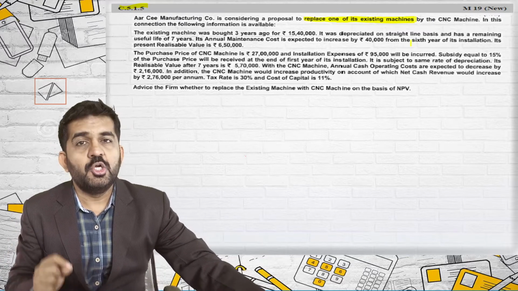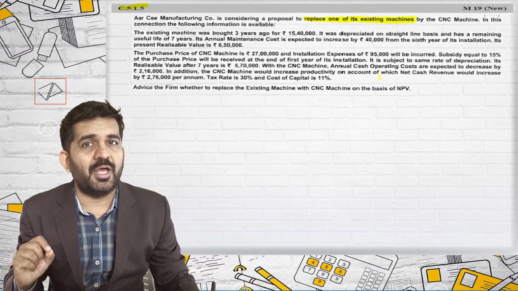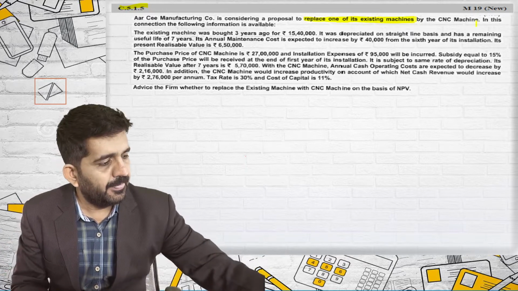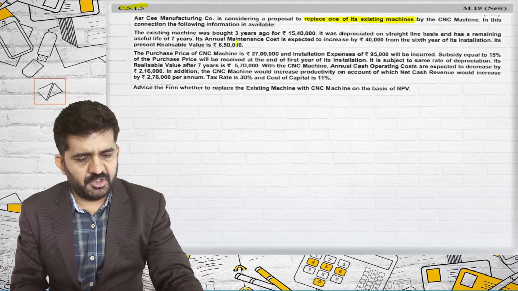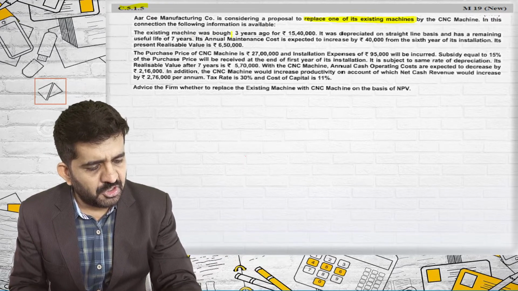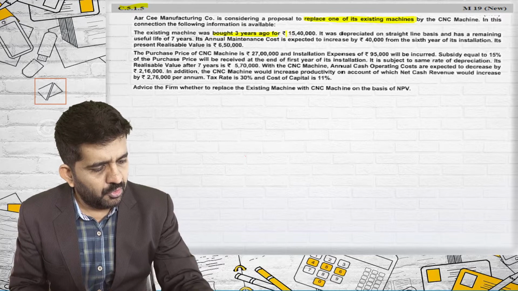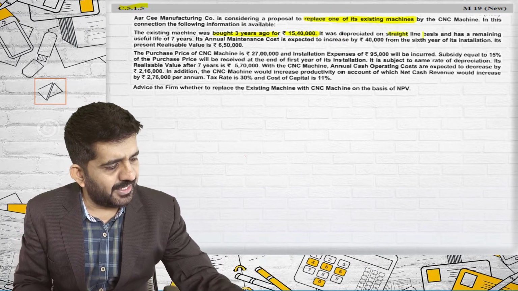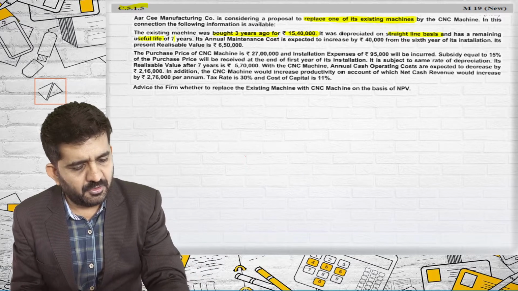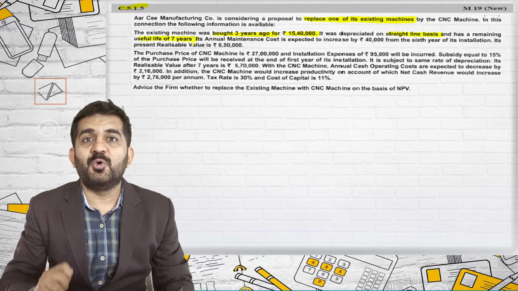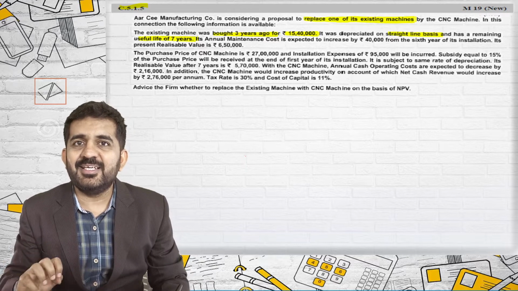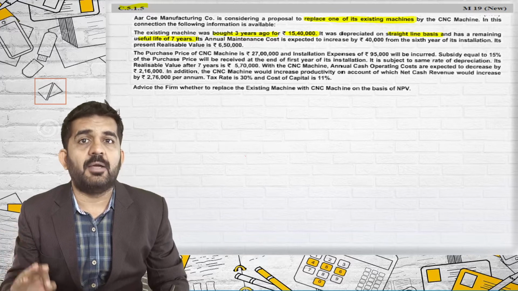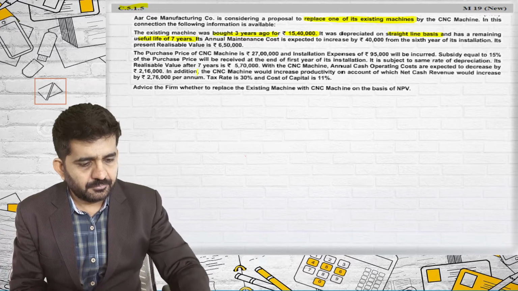So what is my project? Should I accept or should I purchase a new machinery and sell old machinery? In this connection, the following information is available. The existing machinery was bought 3 years ago for 15,40,000. It was depreciated on SLM basis and has a remaining useful life of 7 years. So total life was 10 years. 3 years have already passed. Remaining useful life is 7 years, and we are talking about old machine and not new machine.